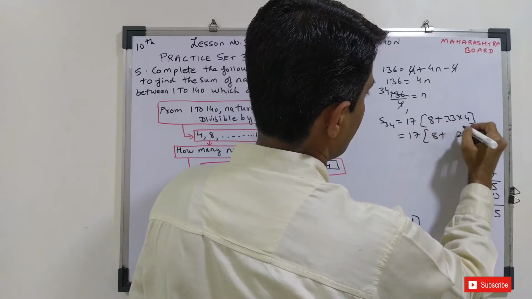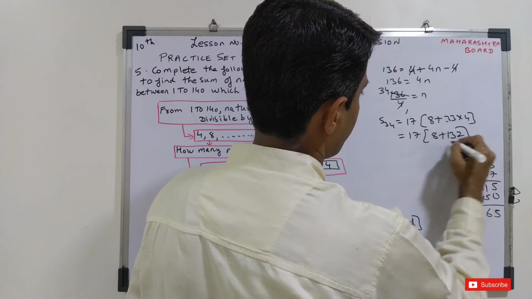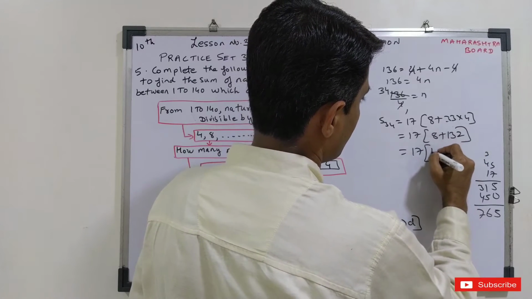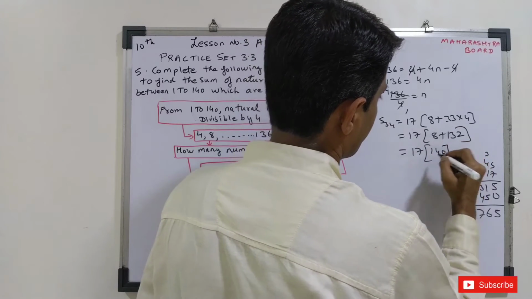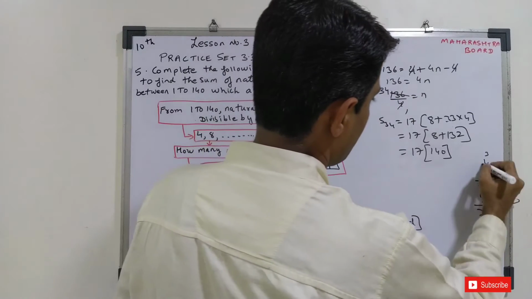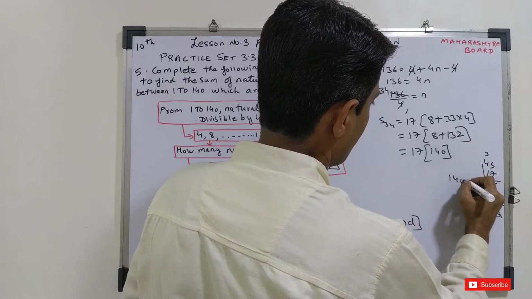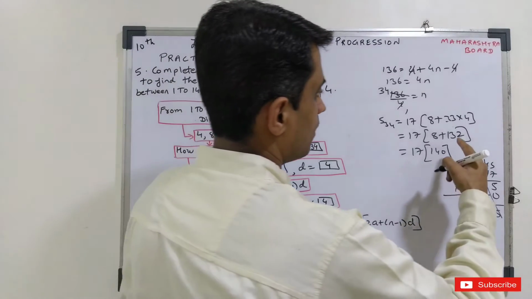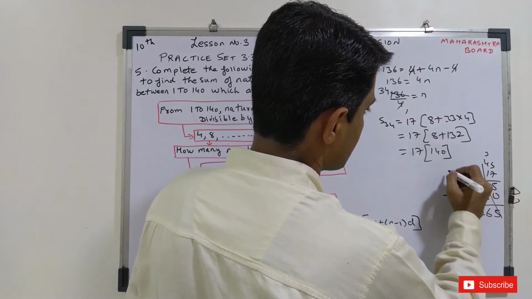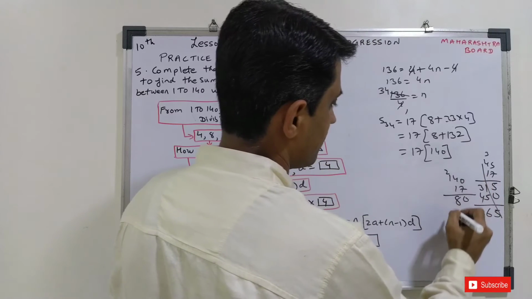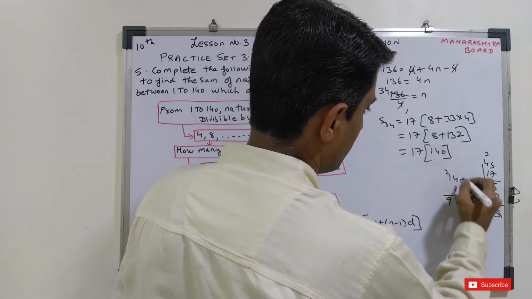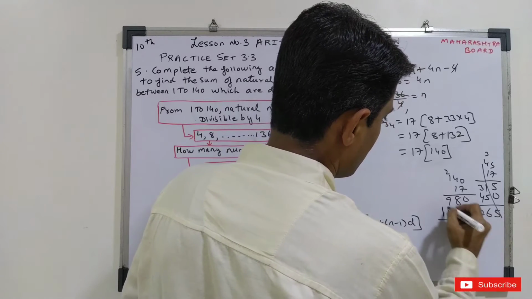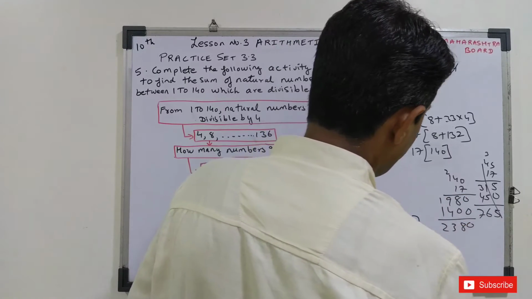4 3s are 12, 13. This will give you what? 140. Now let us multiply 140 into 70. 700, 7 4s are 28, 7 9s are 63... 1 0 0, 1 4s are 4, 1 1s are 1, 13. 2380.